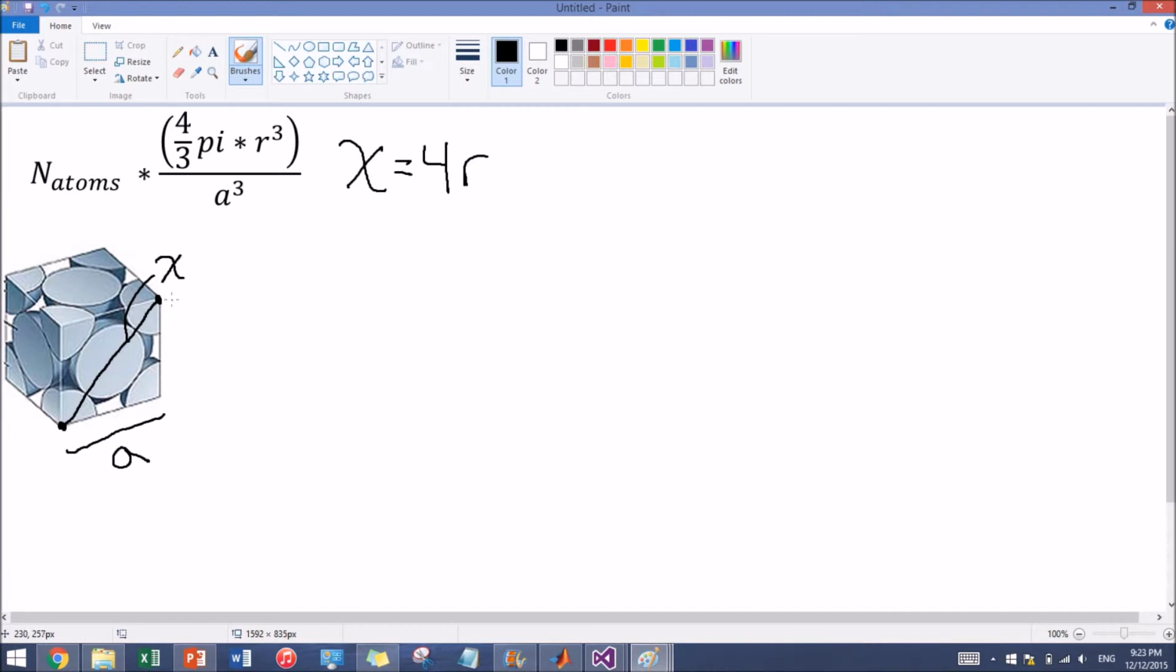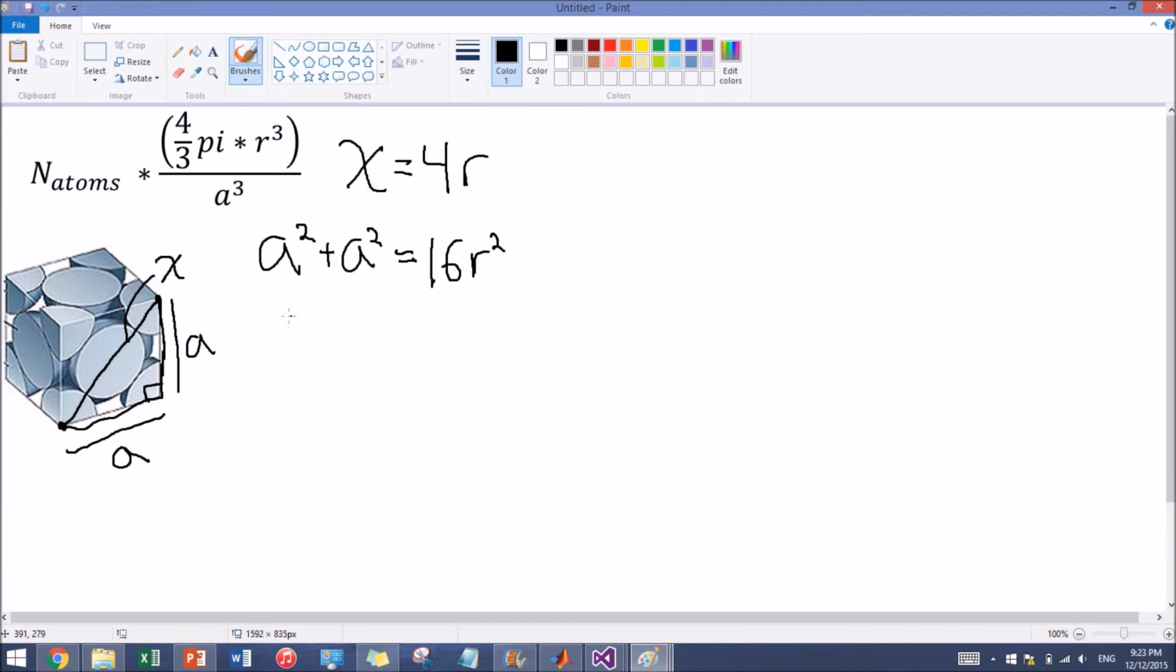And then we also know that if the side length is a, this side length is also a. So now we have a triangle, a right triangle, nonetheless, and we can use the Pythagorean theorem to solve for the relationship between a and x. A squared plus b squared is c squared, c being the hypotenuse. So in this case, a squared plus another a squared equals x squared, which is really just 4r squared, and 4 squared is 16, so 16r squared.